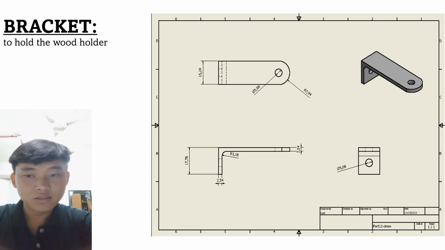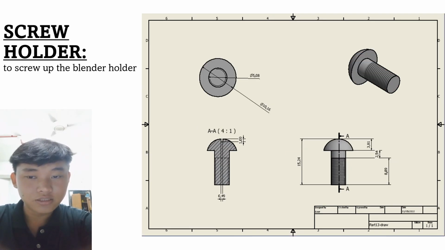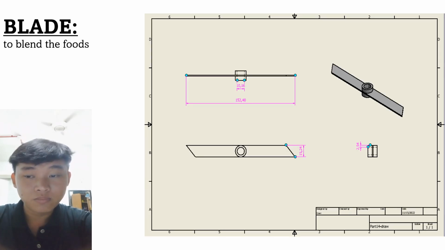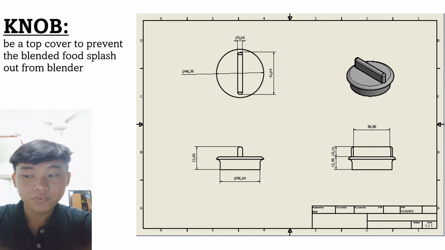To begin with, the first part that I am presenting is the bracket, which is used to hold the wood holder. The next part is the wood holder, and its function is as the holder while the food is blended. Next is the screw holder that is used to screw the blender holder to the bracket, followed by the blade, which is used to blend the food. Then there is also the spur gear that functions to transfer potential energy from the hand crank to the tooth gear. And the last part is the knob, which is used as the top cover to prevent the blended food from splashing out from the blender.